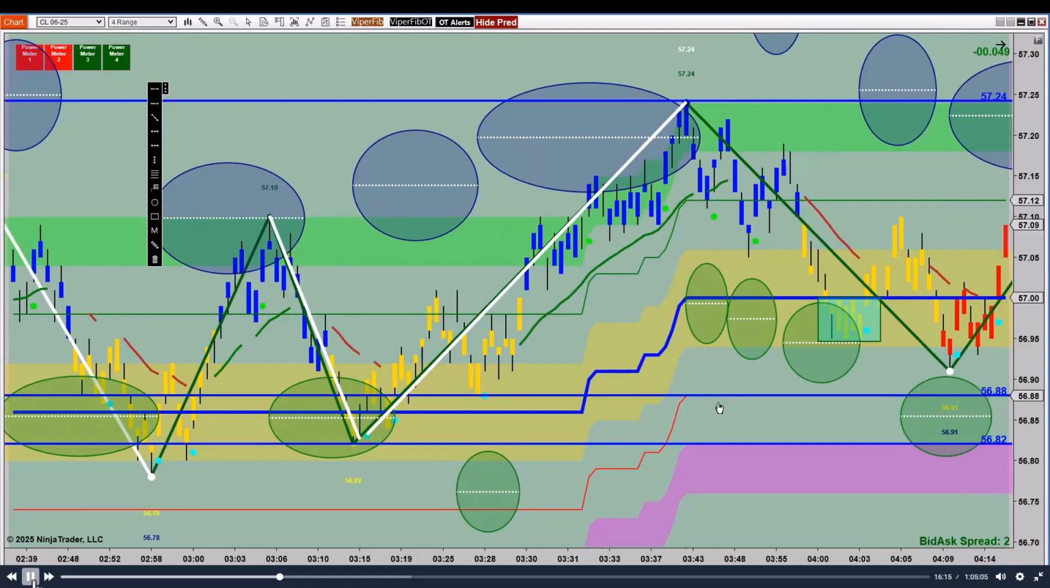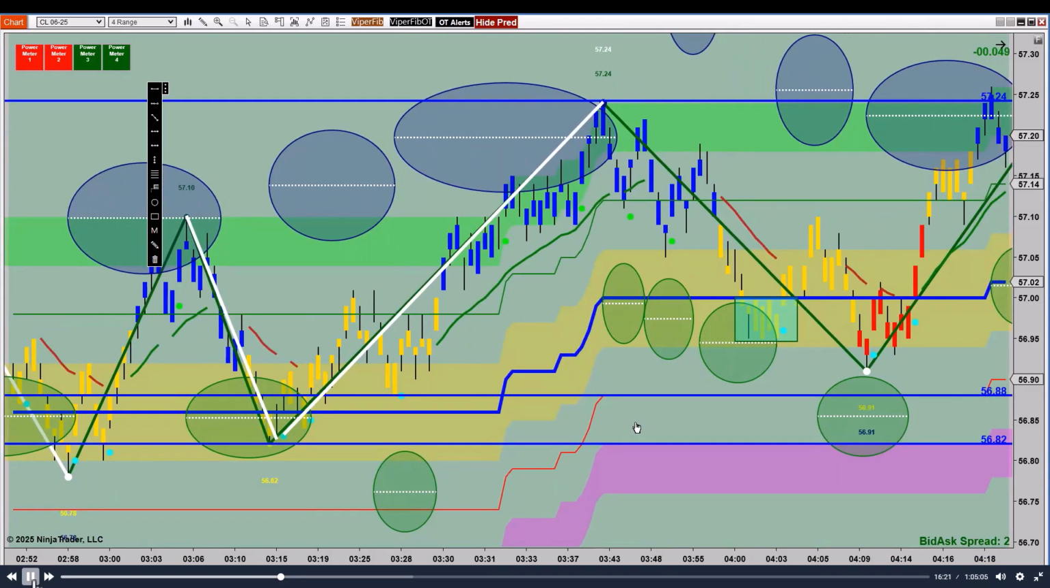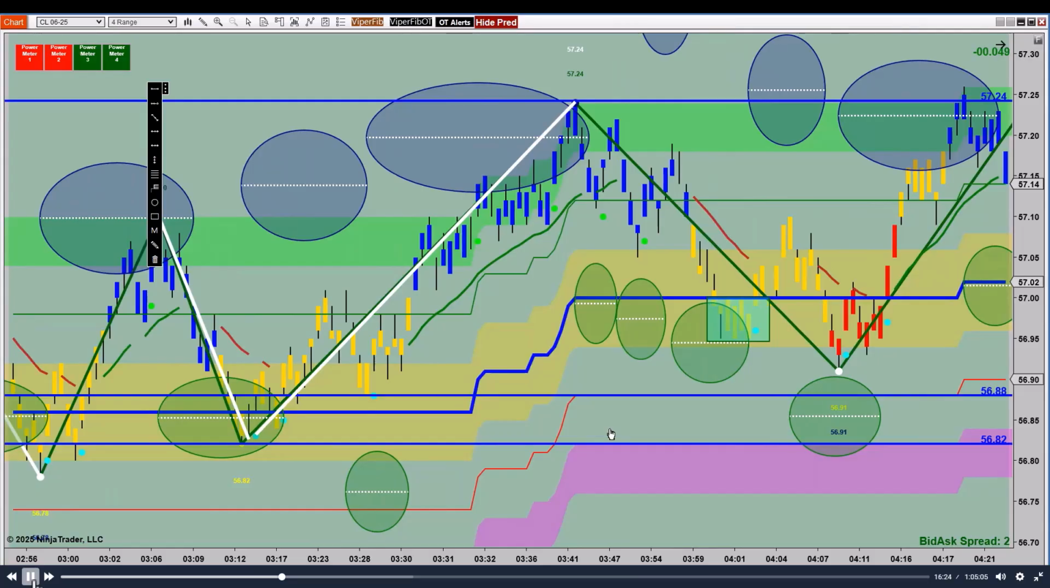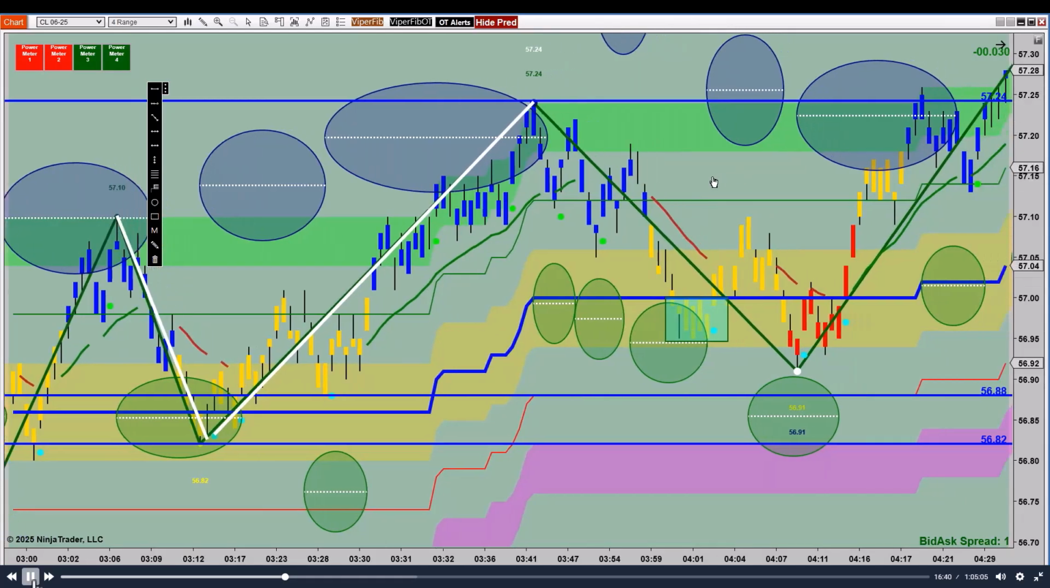Looks like just a continuation to the upside to me. And did it make a fresher high? Not really. See how it just barely tweaked that top right there? You've got to be careful when they do that because we don't know for sure if they're going to go ahead and take it out. Let's see if they do, though. Looks like they are.